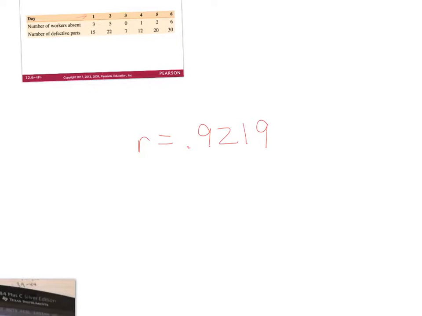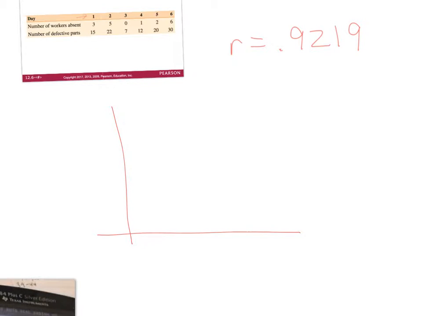If you want to plot it just to make sure, because you want to make sure it makes sense to you, you can definitely plot it. So we can put the number of absent workers on the x-axis, and we need to get from 0 to 6. We're going to put the number of defective parts on the y-axis, and we need to get up to 30. So I'm going to count by fives. 5, 10, 15, 20, 25, 30.